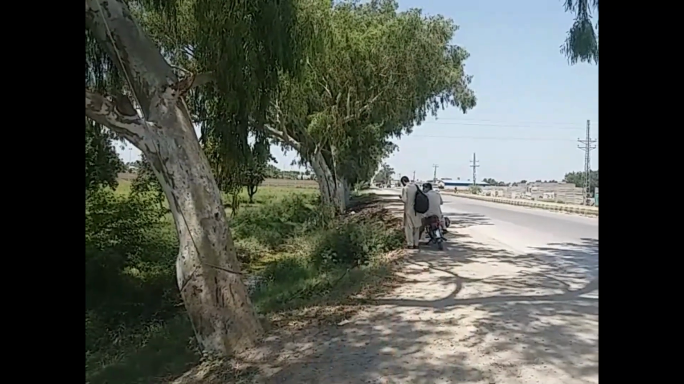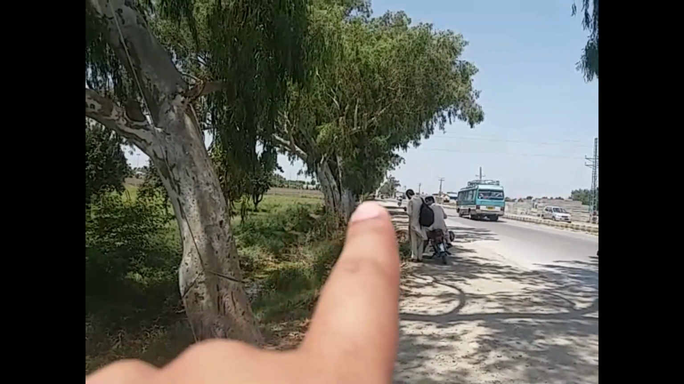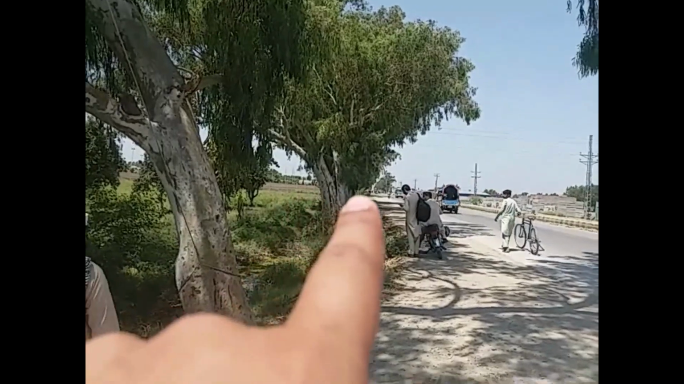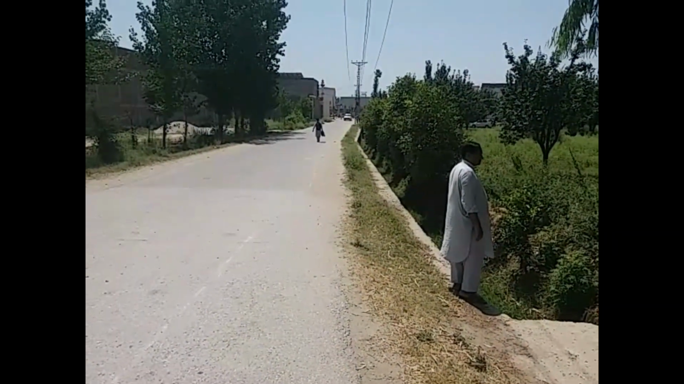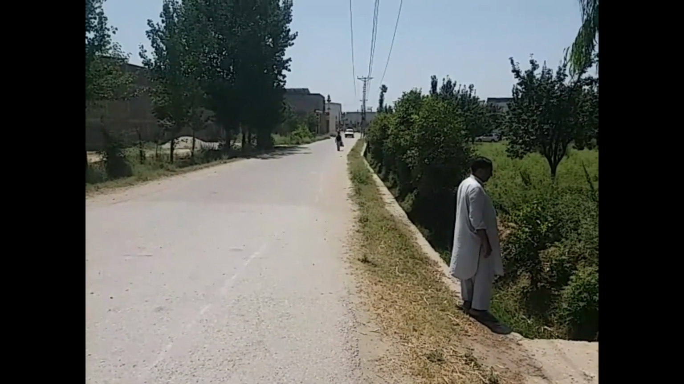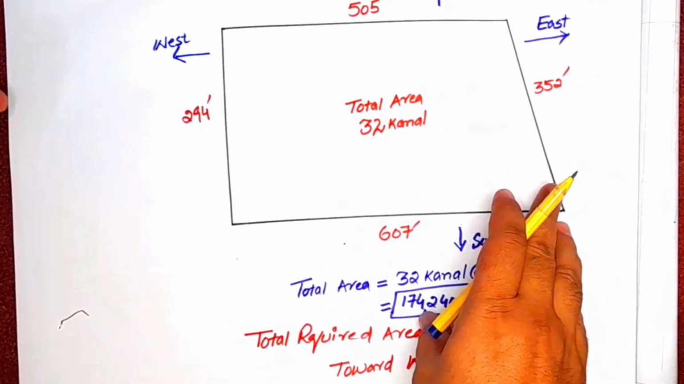This is the road longitudinal side, and up to the front there is one boundary wall, and this is the shorter side and the road left side corner.